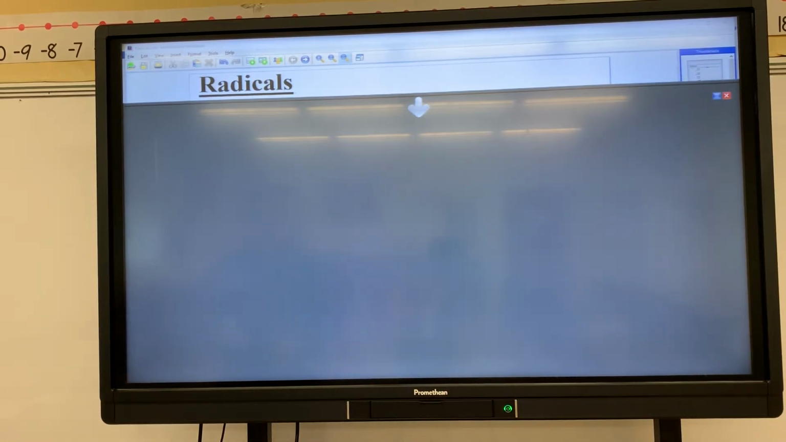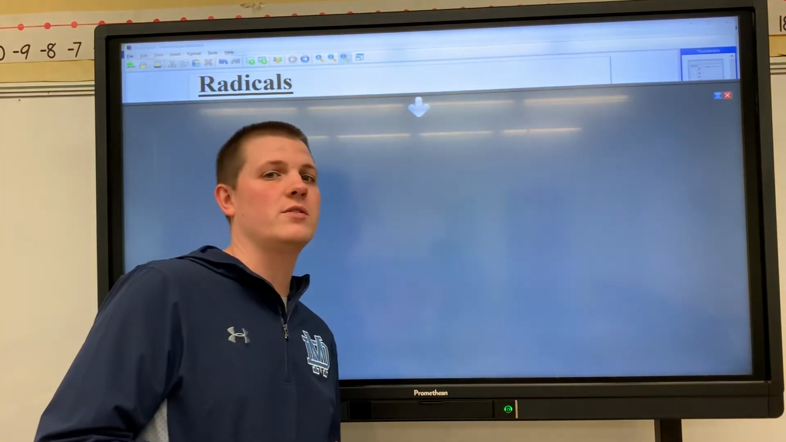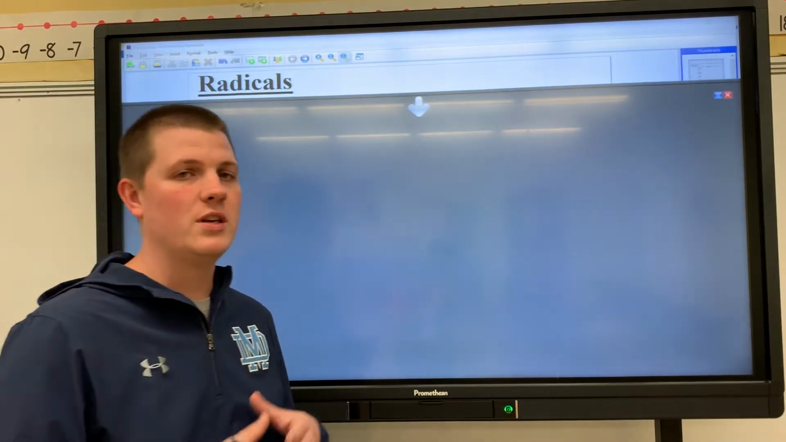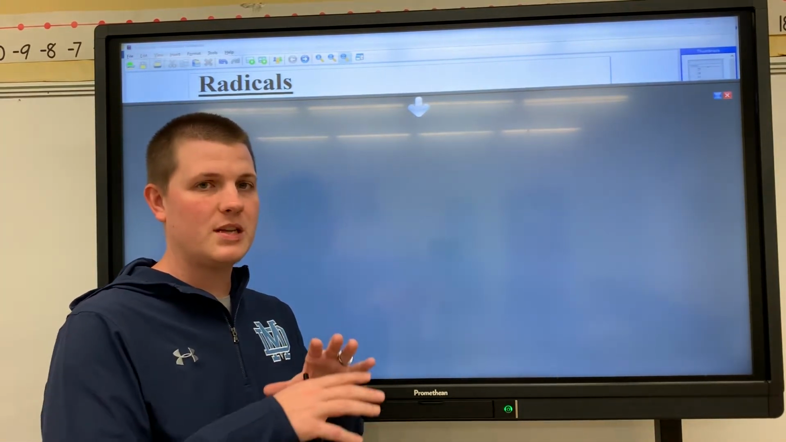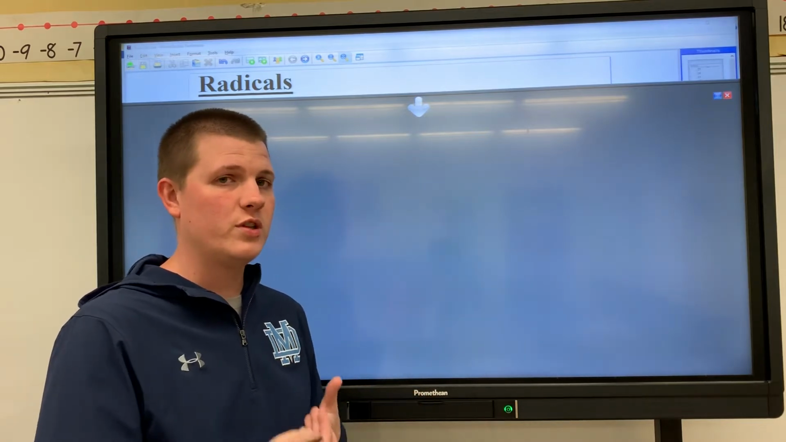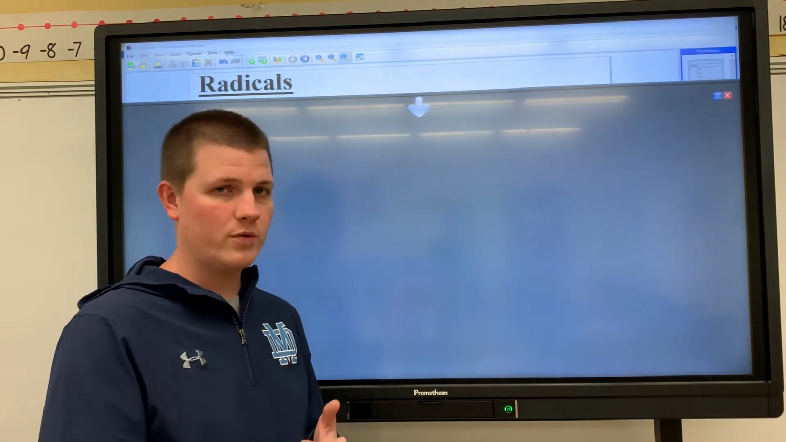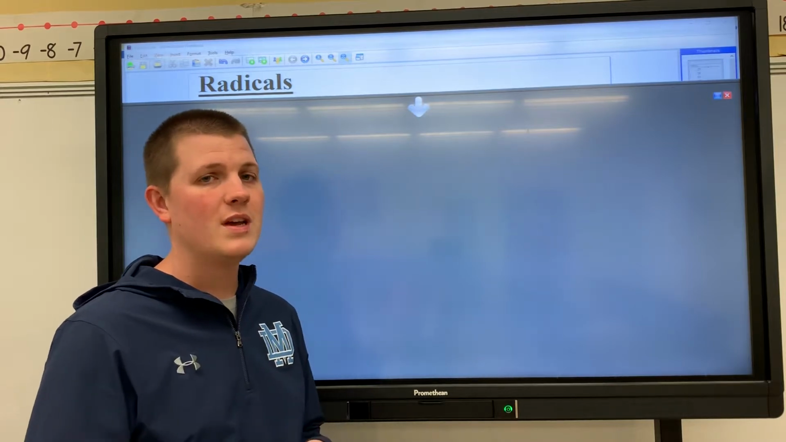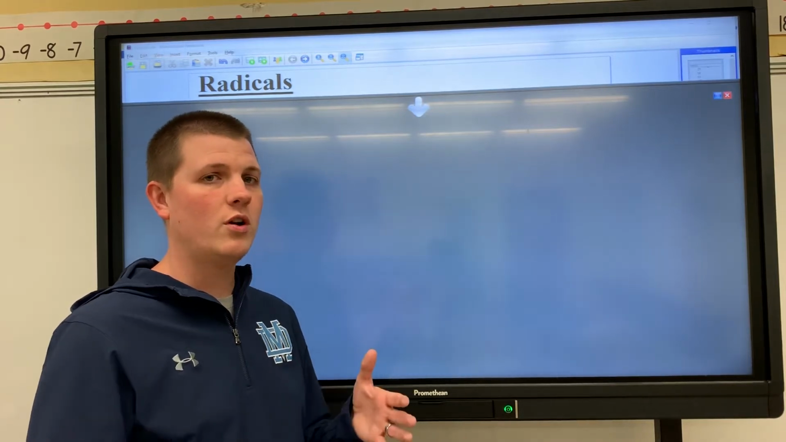Today we're going to talk about a brand new topic, and that topic is called radicals. Now, what is a radical? A radical is just another term that encompasses all the different types of roots. So we have square roots, which is the typical one, but we also have cube roots, fourth roots, fifth roots and sixth roots. There's lots of different roots, but what those are all called are the radical.